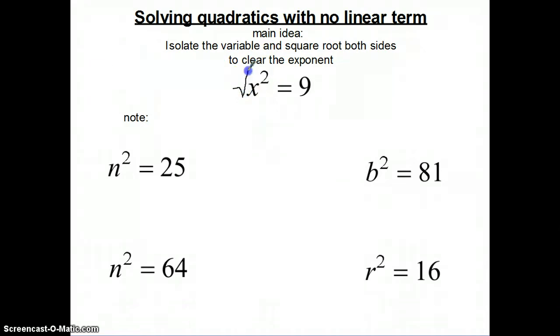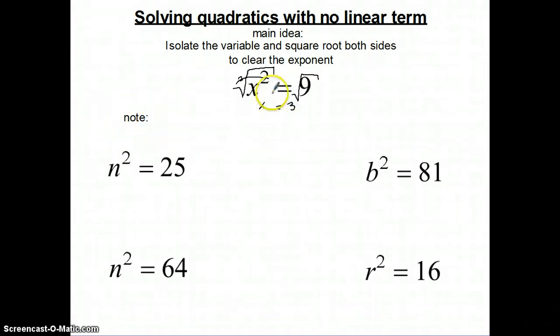If I square root that, if I put a radical with an index of 2 over it, what happens is these undo each other and leave me with just an x. But I have to do the same thing on the right-hand side. The square root of 9 is 3. So we find that x equals 3.